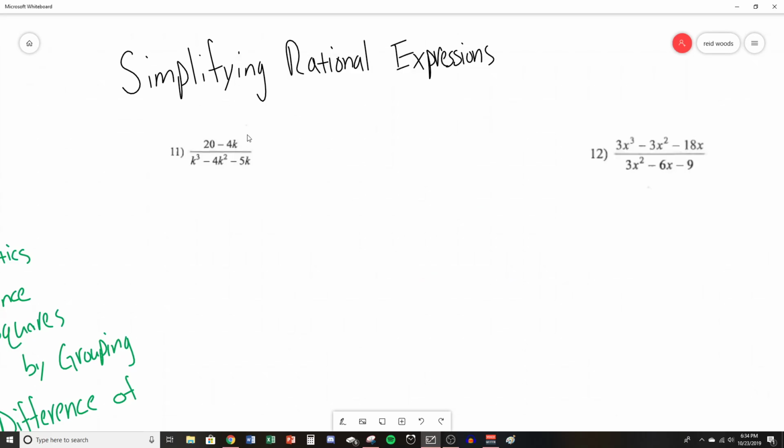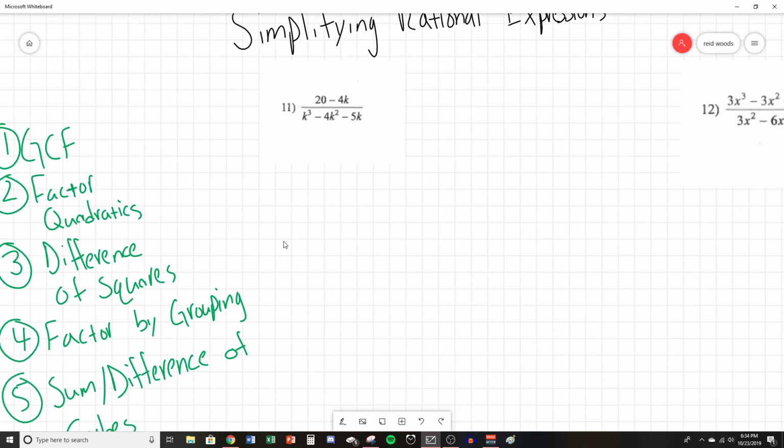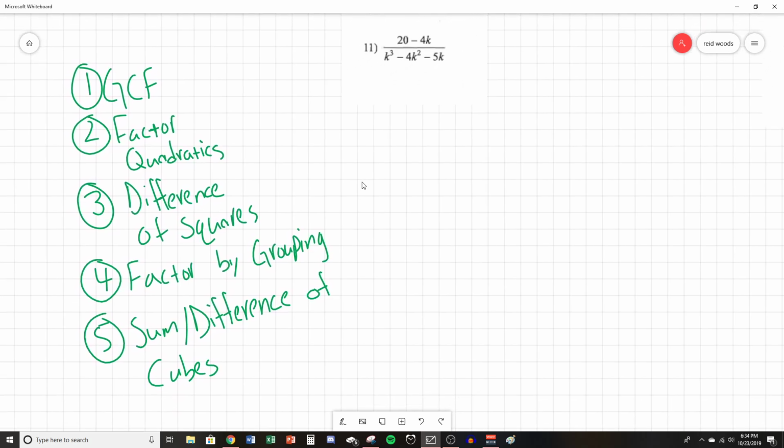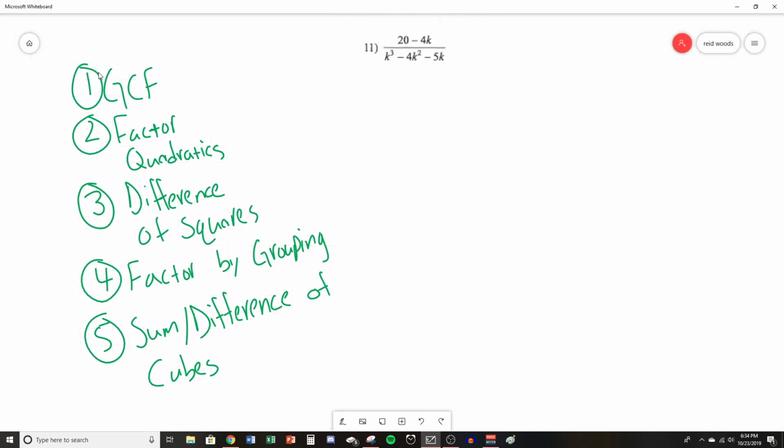We're going to be simplifying rational expressions. And as I've explained this in class, this all revolves around your ability to factor. So over here, I've put the main factoring methods that we've learned. GCF is first and foremost, the most important one to use when you're simplifying these rational expressions. And the list goes down here.